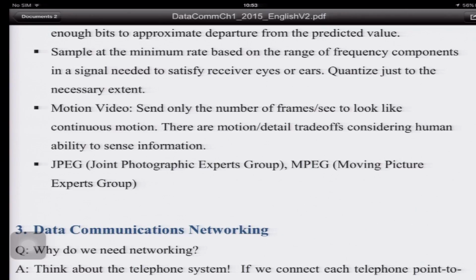The next one is motion video. Motion video sends only the number of frames per second needed to look like continuous motion. Usually we have 30 frames per second, so the frames keep moving and you send only enough frames. Humans cannot detect with more accuracy, so if we can fool our senses, then it's okay.